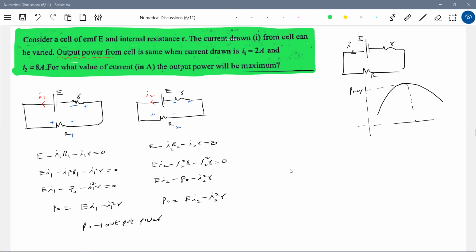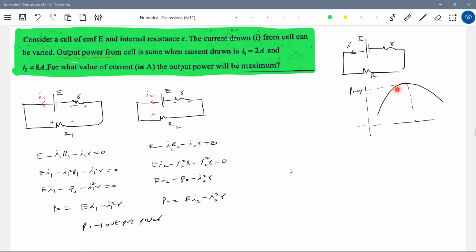So now you can ask, sir, how can you say this is R1, R2? Can it be R? It can be R also, because the output power is the same. If the output power is the same, then I1 square R and I2 square R is not possible. So therefore it should be R1, R2 only. Am I right? I think I should justify this.